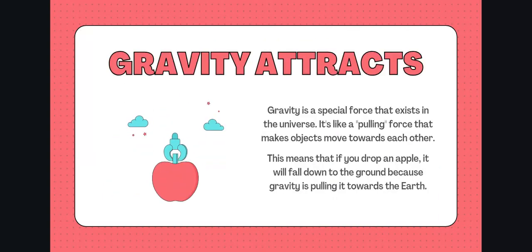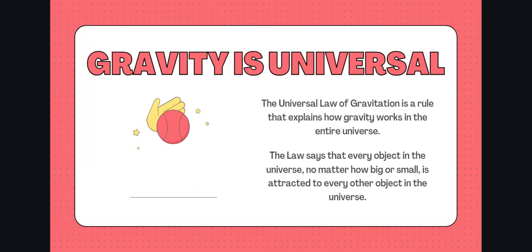So the first one is gravity attracts, and it's a pulling force that makes objects move towards each other. You've seen this if you put magnets next to each other. And this means if you drop an object, or an apple, as shown in the example, it will always fall towards the ground unless you're in space. Space has no gravity.